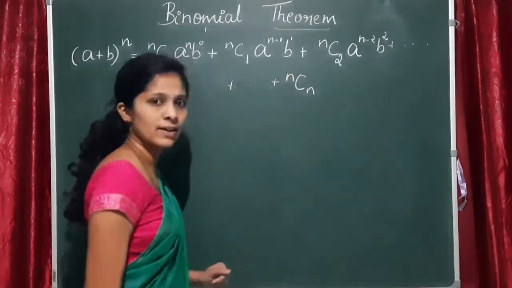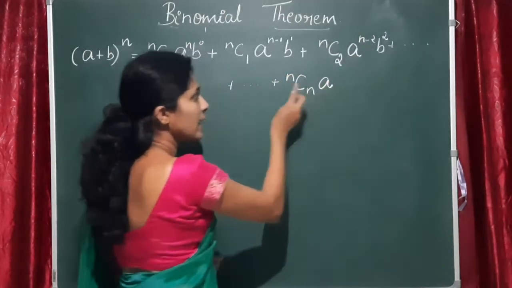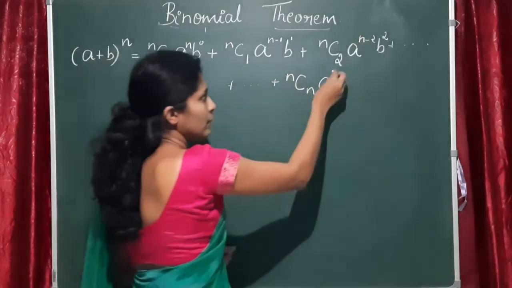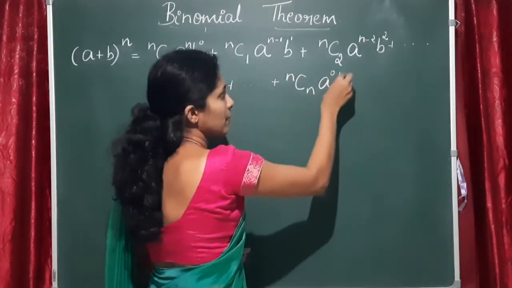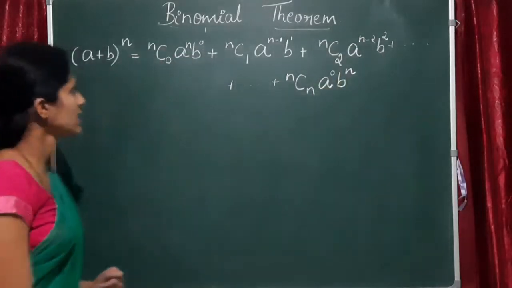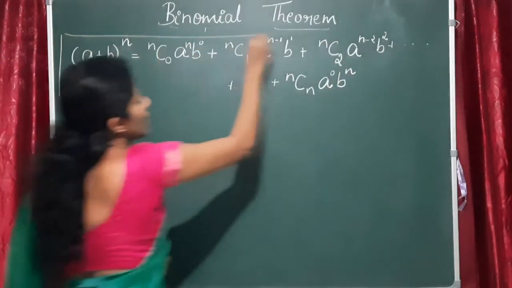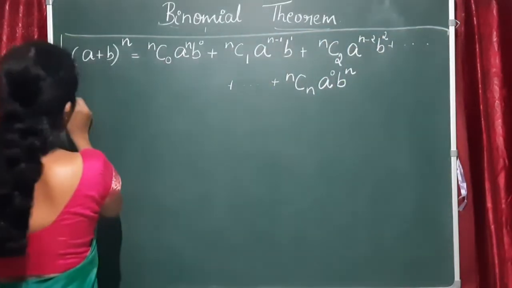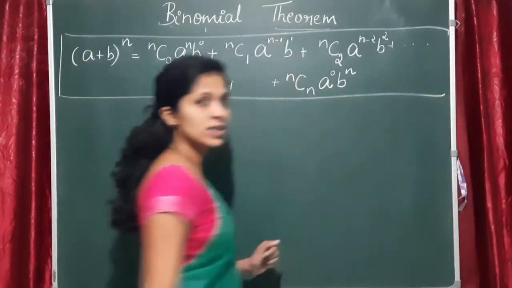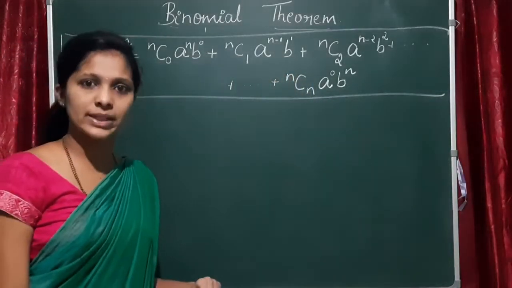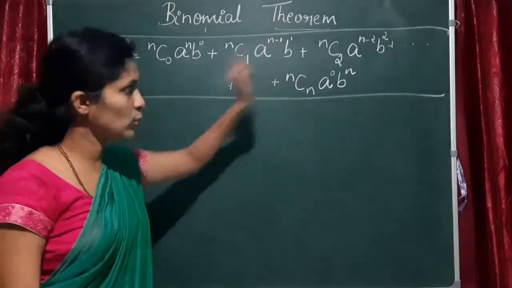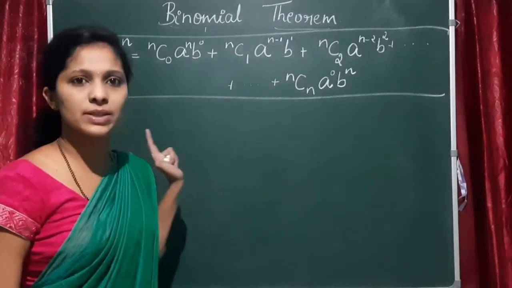What is the a to the power? A to the power n minus n will be 0 and b to the power n. So this is called the binomial expansion. Very important formula. This expansion is proved by using mathematical induction. As I told you, I am not going to explain that. Just you have to remember this formula.